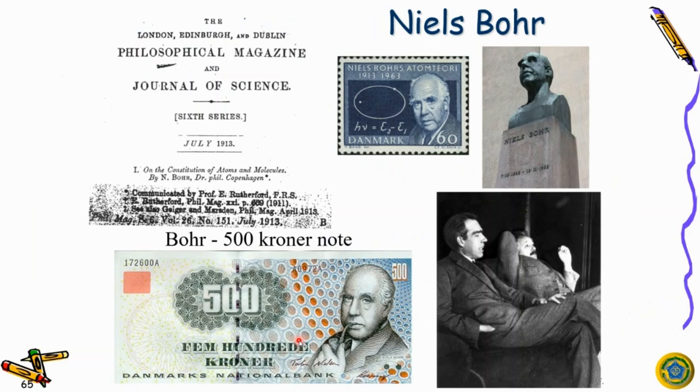Bohr is a great person, you know. He's a hero in Denmark. You can find his sculpture, his stamp, his money. And this is the paper he published, and he got the Nobel Prize because of this great achievement. You know, he was with Einstein.